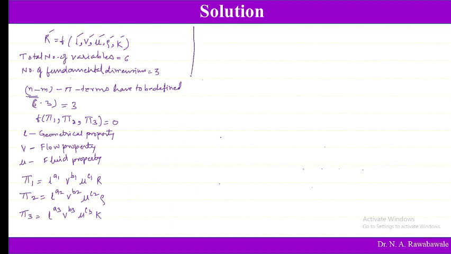Now after having these, we can find out the values of A1, B1 and C1. So choosing the first term, pi 1 is equal to L to the power of A1, V to the power of B1, mu to the power of C1, R. Pi terms are dimensionless, therefore we can write M to the power of 0, L to the power of 0, T to the power of 0 is equal to L, length having dimension L, to the power of A1. Then velocity is having the dimension L, T to the power of minus 1, to the power of B1.